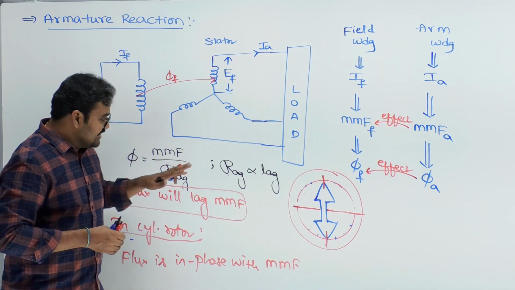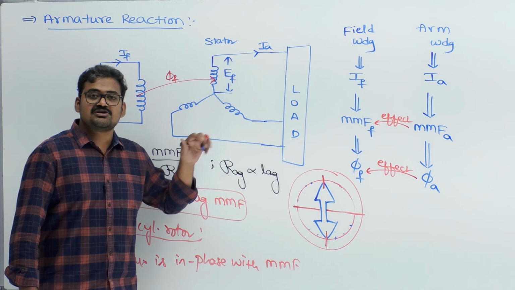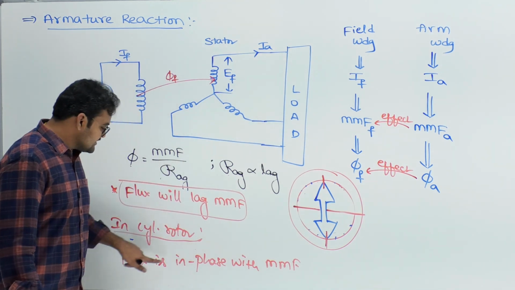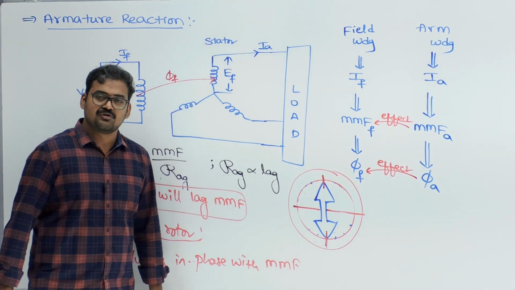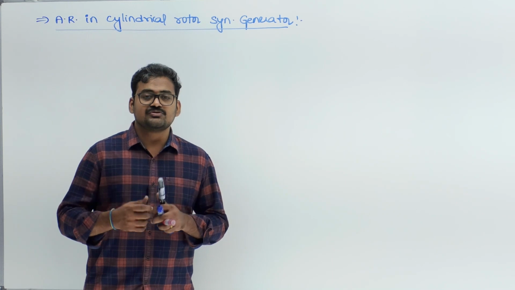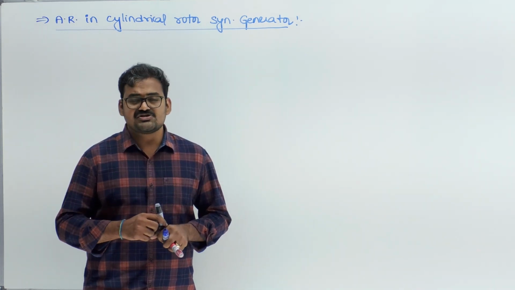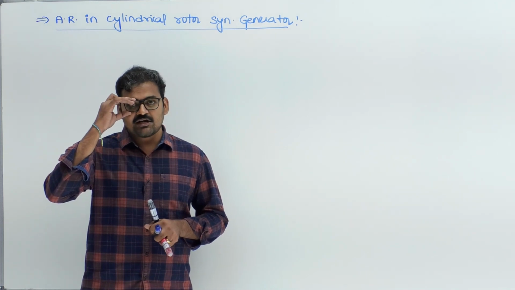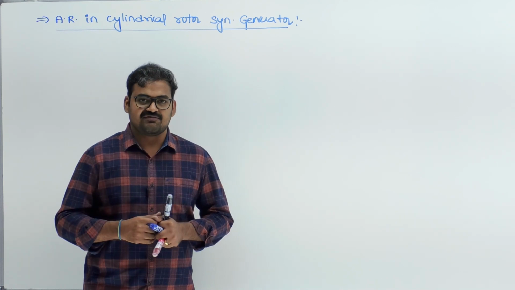So the initial discussion is armature reaction in a cylindrical rotor synchronous machine, where flux and MMF are always in phase with each other. Understand? Okay. So let us start our discussion. Let us first try to study armature reaction in a cylindrical rotor synchronous generator. Cylindrical rotor means the air gap is uniform, and flux is proportional to MMF.